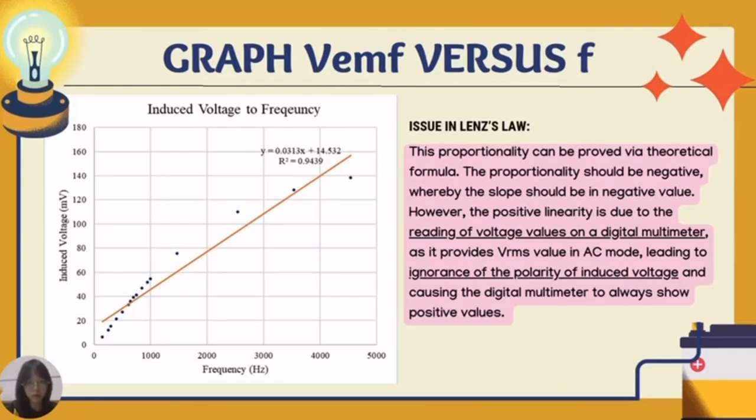This positive value is due to the reading of voltage values on the digital multimeter, as it provides the root mean square voltage value in AC mode, leading to the ignorance of the polarity in the induced voltage. This has caused the digital multimeter to always show positive values, even though the value should be negative.